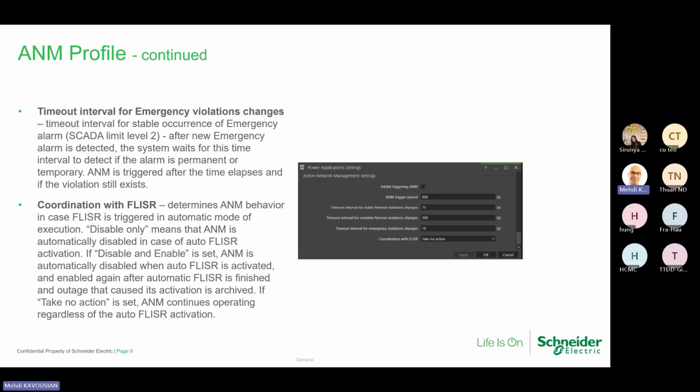And this is for emergency violations. Let's say for limit violations, we have limit 1 and limit 2. Limit 2, we call it emergency. If it's more than that, we want to act more quickly, so we wait only 10 seconds. And this is coordination for freezer, which is probably not the case for you, so we don't want to have that.